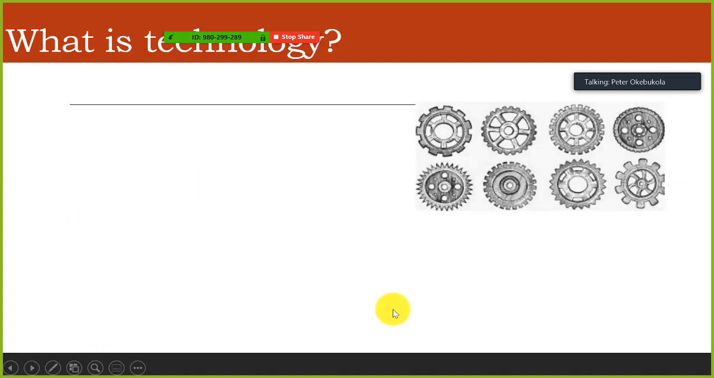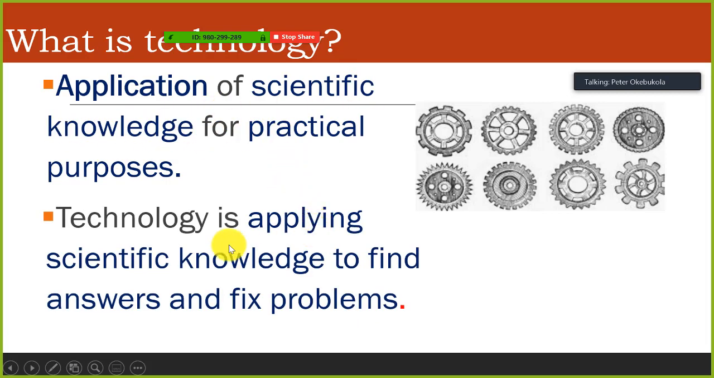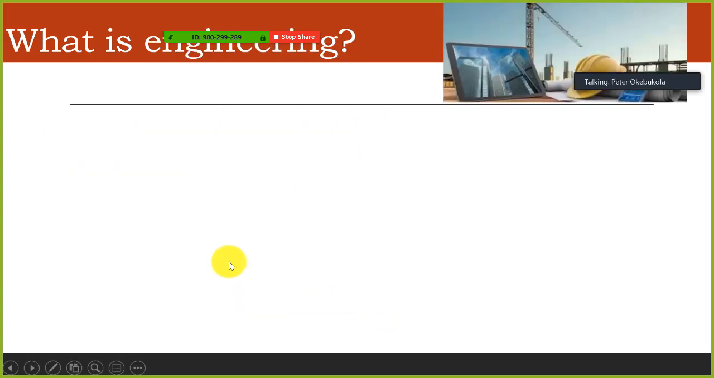Let's go to technology. We're defining STEM. We've taken science, now let's look at technology. Technology is the application of scientific knowledge for practical purposes. It is also defined as applying scientific knowledge to find answers and fix problems. Can you see what I'm saying? I'm saying scientific in these definitions after science.